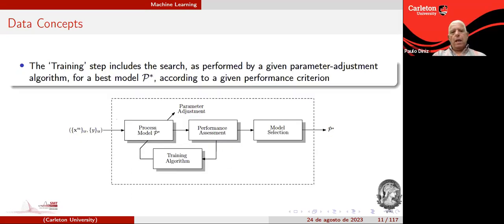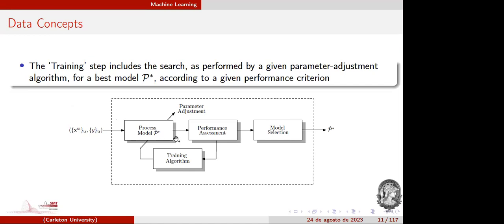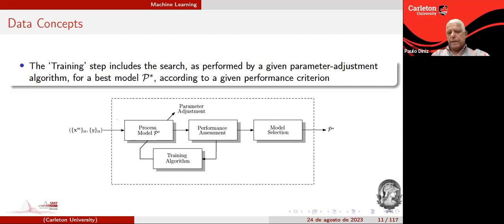Okay. So basically, during the training step, we take a network, for instance, which represents the processes, and I change the parameters of the network based on a performance assessment or a cost function. And then after that, we make a model selection. Among all the models that I have, which one better fits the training data that I have available. And then after that, I have to test if the chosen model really represents whatever I'm looking for, okay?